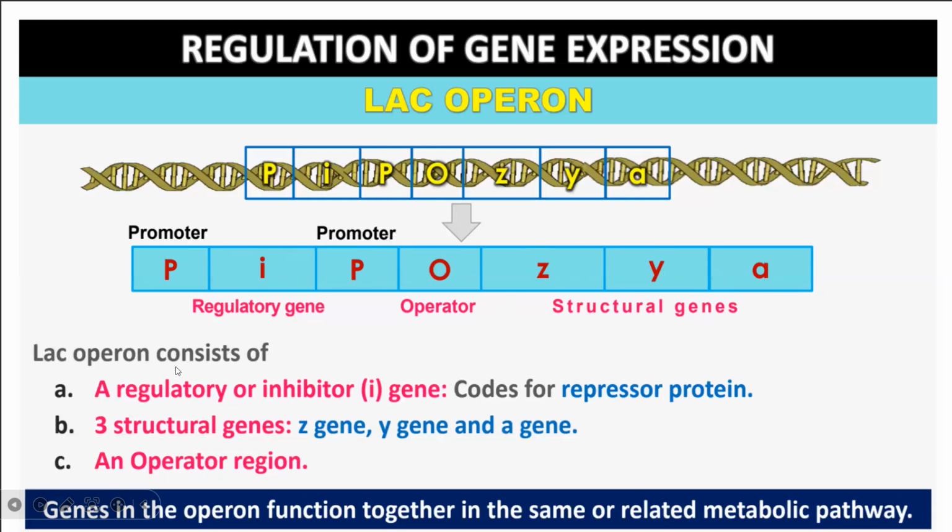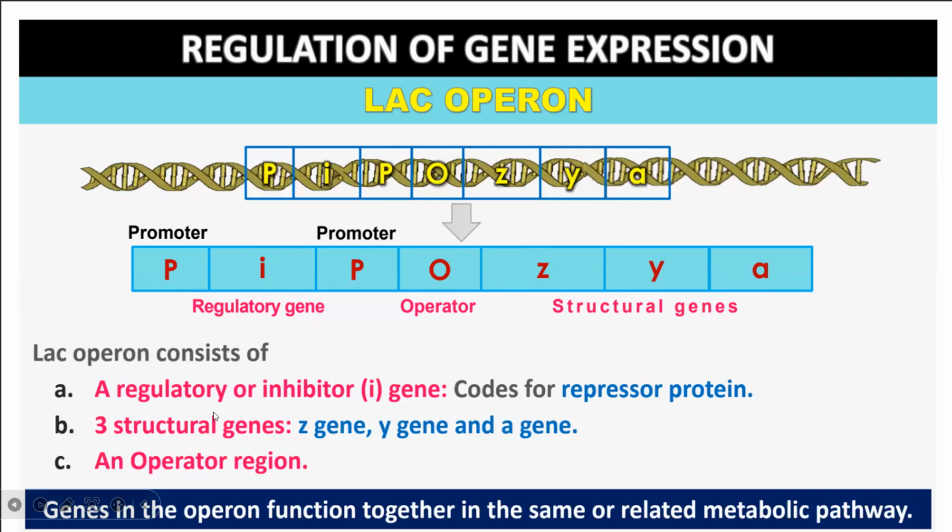Now lac operon consists of a regulatory gene or an inhibitor called I. It codes for a repressor protein. This I will give one protein, and that protein will go and bind on this operator and make it inactive. When it is produced, it binds on the operator and inactivates the working of these three genes.